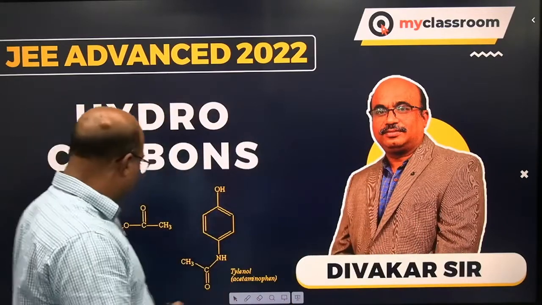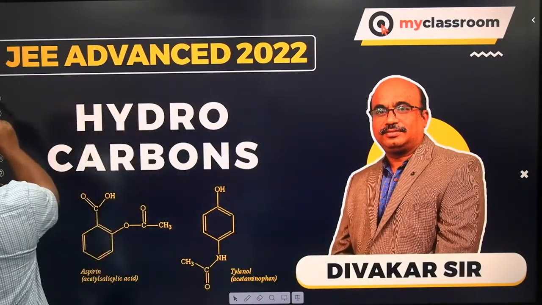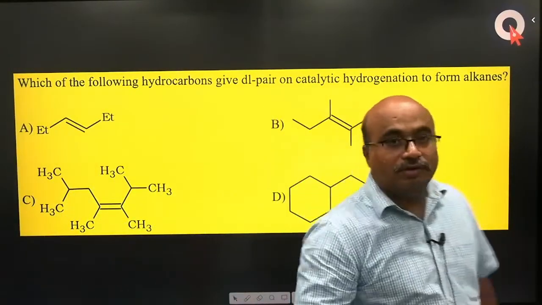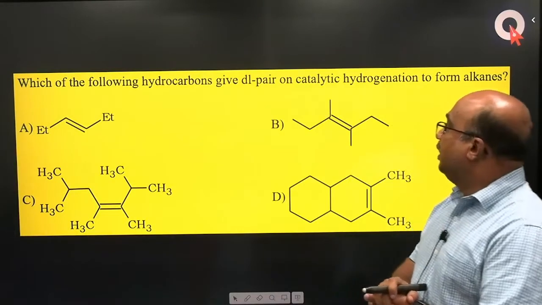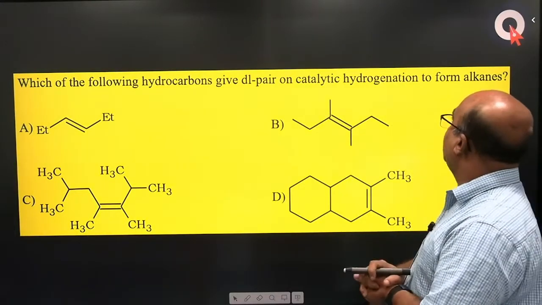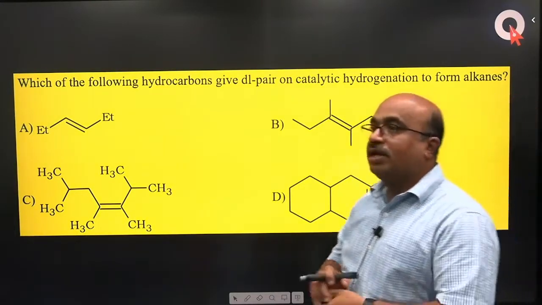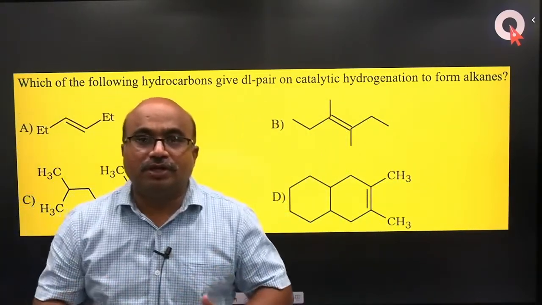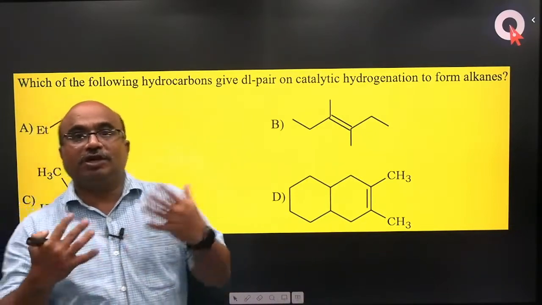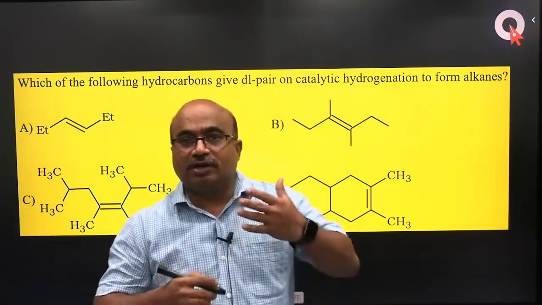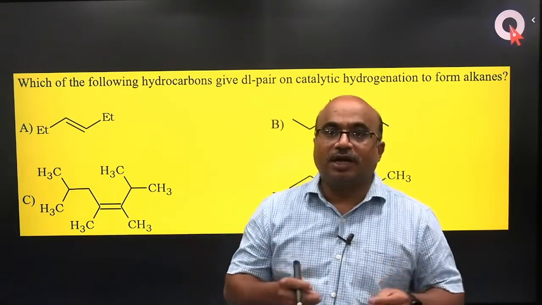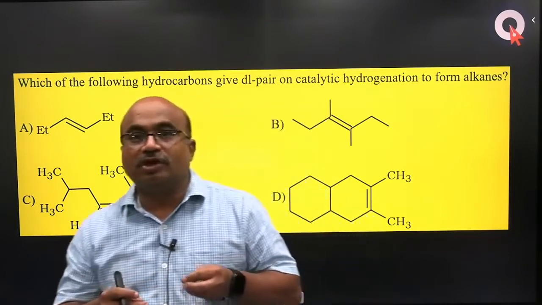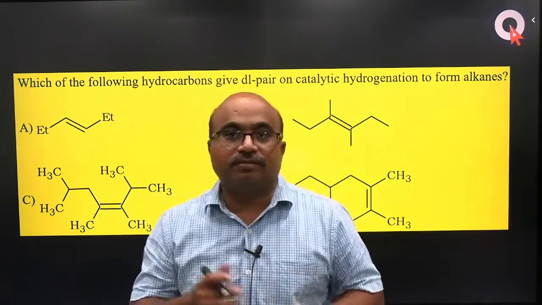So, let us see in which of the following hydrocarbons there is a DL pair which is formed on the catalytic hydrogenation to give an alkane. So, during any catalytic hydrogenation, how does the process take place, what is the stereochemistry aspect? Whenever we consider chemical reactions in organic chemistry, the mechanistic approach and the stereochemistry of these compounds are very important, that is what we should learn.